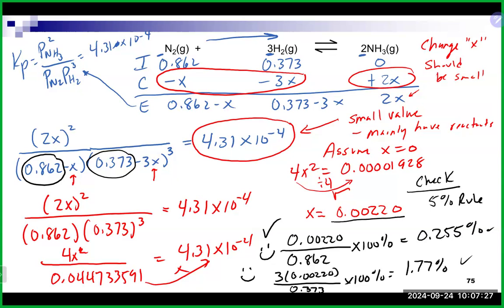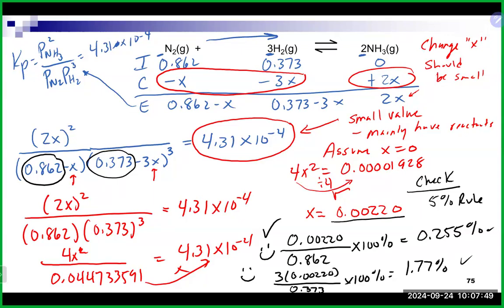Now, what this means is if it is above 5%, that is too big of a percentage to do the assumption. And what that would mean is you would have to go back and solve it some other way, be it the quadratic formula or something like that. You would have to kind of go back and do that. Any questions on that there? We're able to do that.